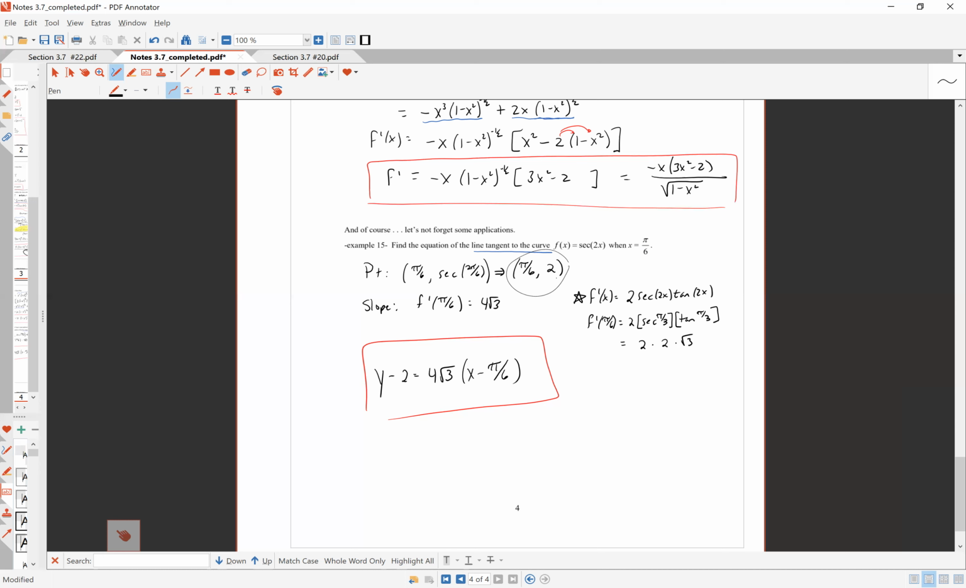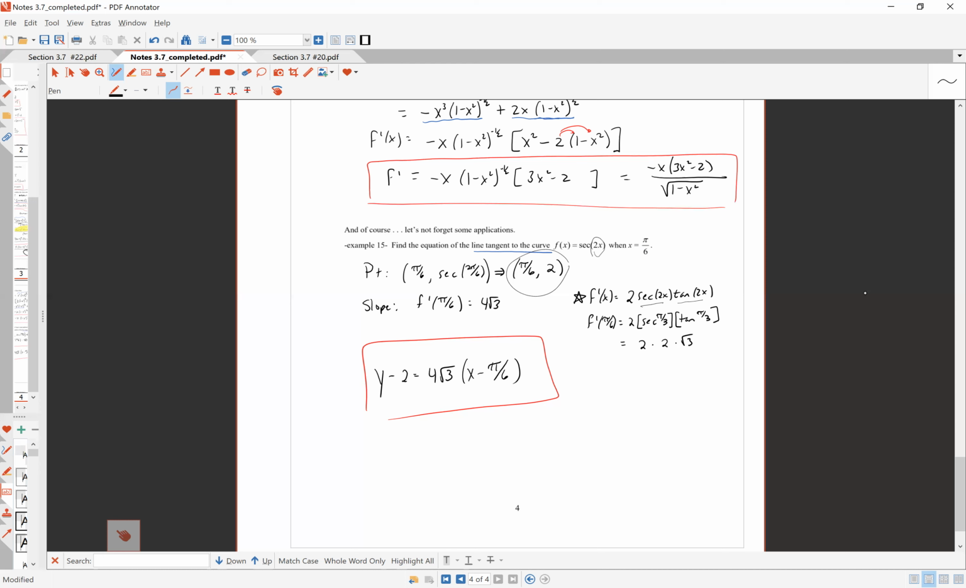We know the tangent line is going to go through pi over 6 comma 2. What is the derivative of secant of 2x when x is pi over 6? Once again, we use our new friend, the chain rule. So it's secant of 2x times tangent of 2x, and then we multiply by the derivative of the inside, which is 2. And the constant we typically multiply on the left. So during your calculations, you put that times 2 on the right. The 2 should actually be the lead term.